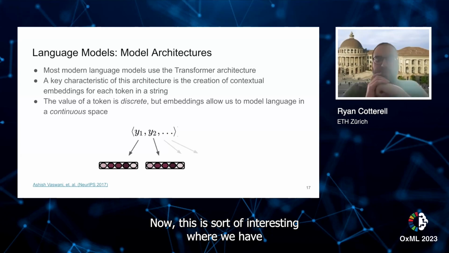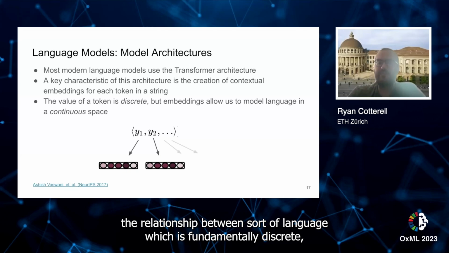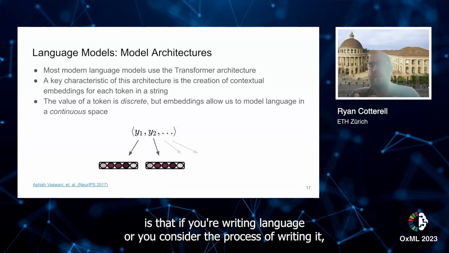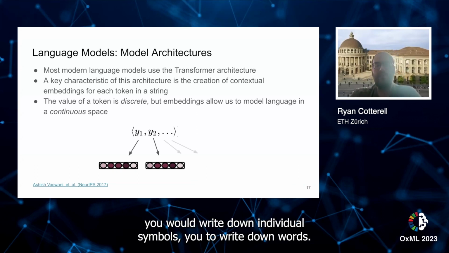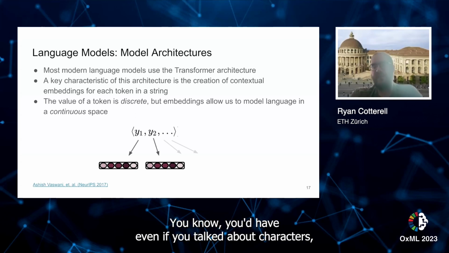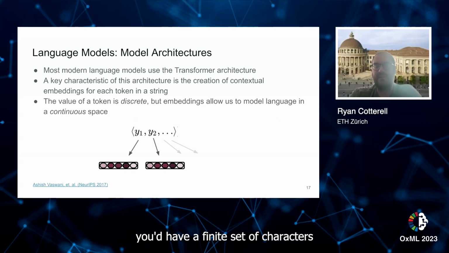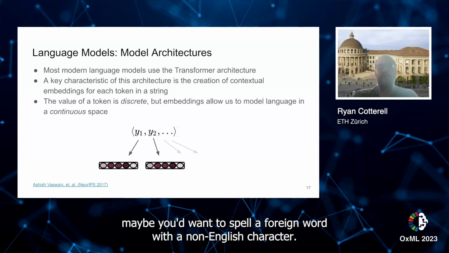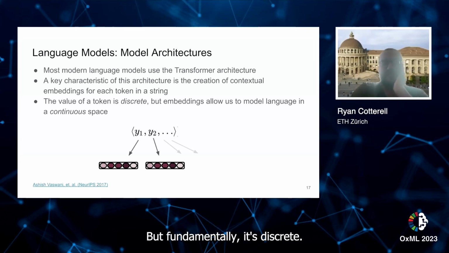Now, this is interesting, where we have the relationship with language, which is fundamentally discrete. What we mean by fundamentally discrete is that if you consider the process of writing, you would write down individual symbols, you'd write down words. Even if you talked about characters, you'd have a finite set of characters that you'd consider in your language. Maybe every once in a while you'd add another, like if you were writing English and wanted to spell a foreign word with a non-English character, but fundamentally it's discrete.